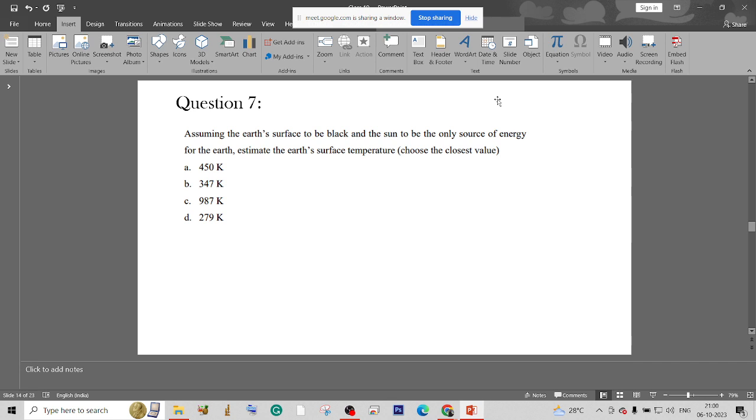That is 1368 watt per meter square upon 4 into 5.67 into 10 to the power minus 8 watt per meter square Kelvin to the power 4, to the power 1 by 4, and this is 279 Kelvin. This is option D. Right, so this is done.